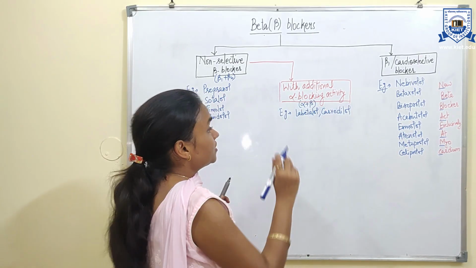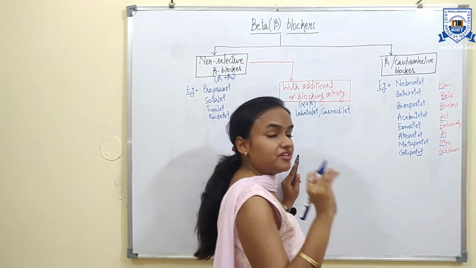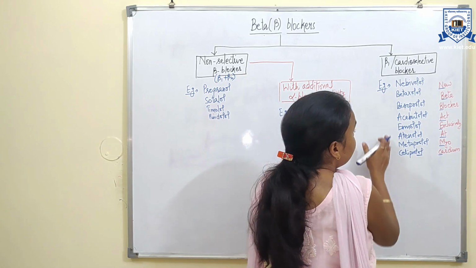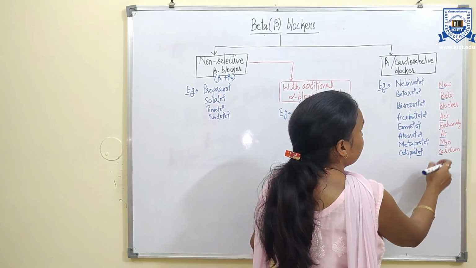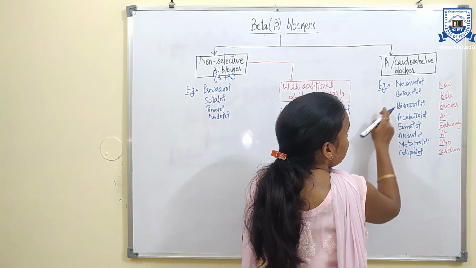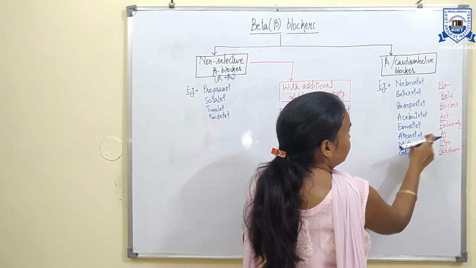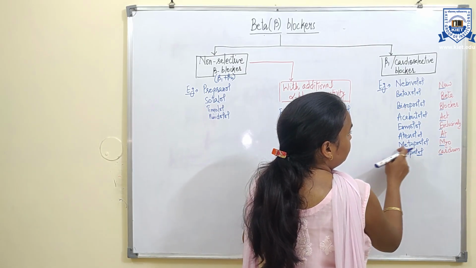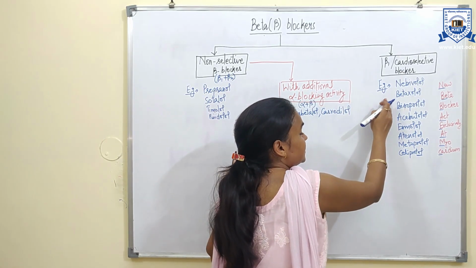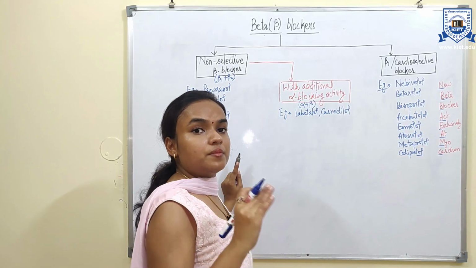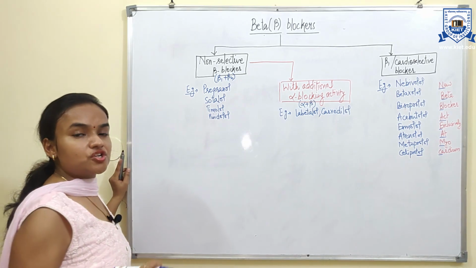Most importantly, beta blockers can be recognized by the ending in lol. All the beta blockers end with lol, and the beta 1 blockers can be learned with this mnemonic: New beta blockers act exclusively at myocardium. N, nebivolol; B, betaxolol; B, bisoprolol; AC, acebutolol; E, esmolol; AT, atenolol; M, metoprolol; and C, celiprolol. Except these 8 drugs, all the other beta blockers come under the category of non-selective beta blockers. So this is the general classification of beta blockers.